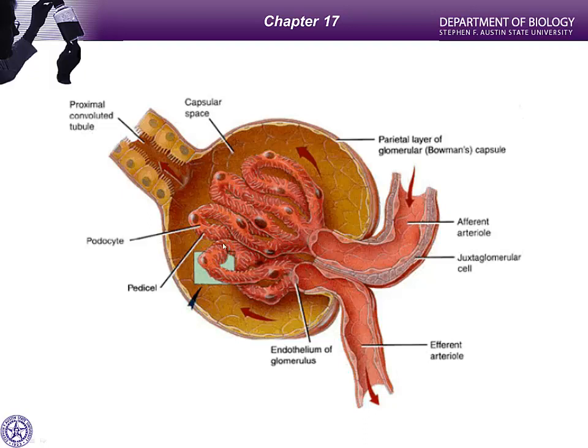But the inner portion is going to be adhered to the capillaries, which leaves this huge space that fluid can be filtered into. It's called Bowman's space, and then flow down into the first portion, our proximal convoluted tubule. We'll talk a lot more about this inner layer of Bowman's capsule very soon.